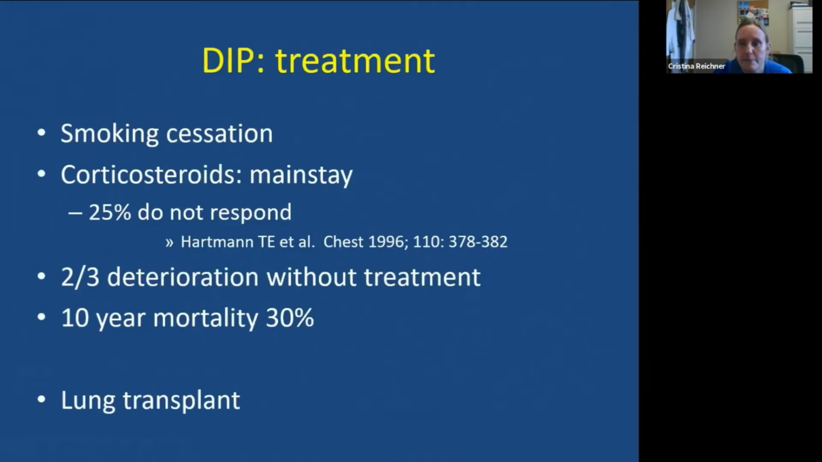The treatment for DIP is smoking cessation, but these patients don't do as well as the RB-ILD because it's sort of more advanced disease. So you will probably have to use steroids. Not all of them respond, and some of them actually go on to needing lung transplant.